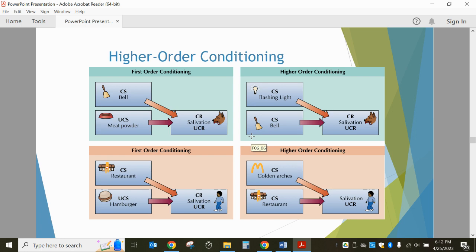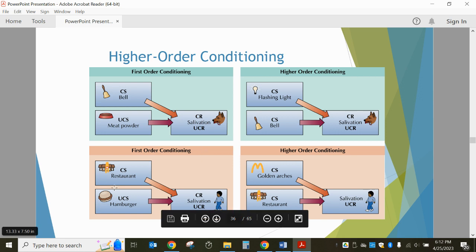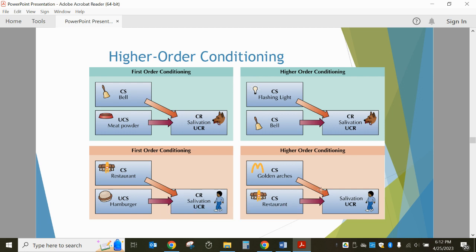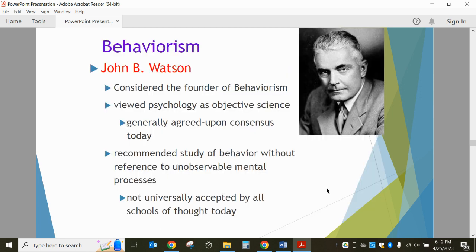Higher order conditioning is where something that was previously learned can act as an unconditioned stimulus. So, for example, here in first order conditioning, we had burger, and then that was paired with the arches. So the arches trigger salivation. Well, now we can make it to where that restaurant and the arches can become an unconditioned stimulus that will trigger salivation.